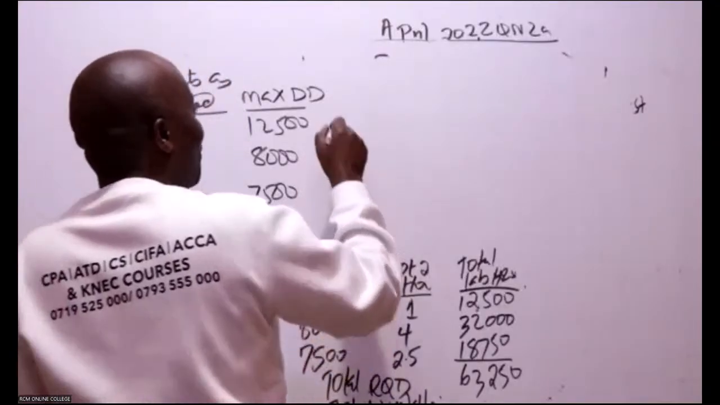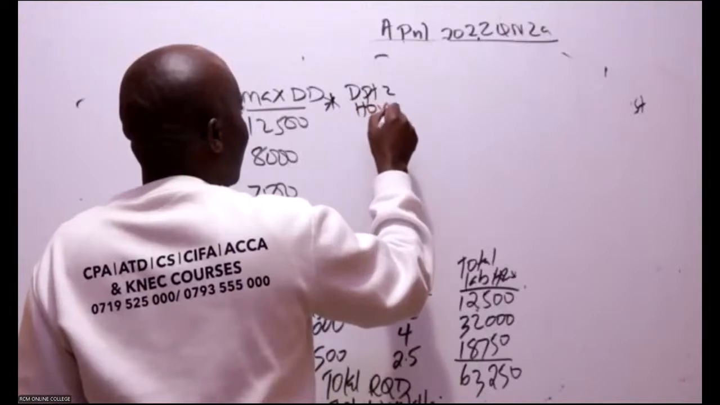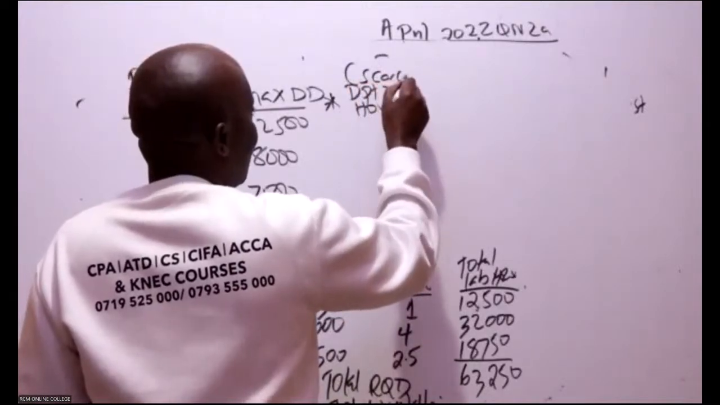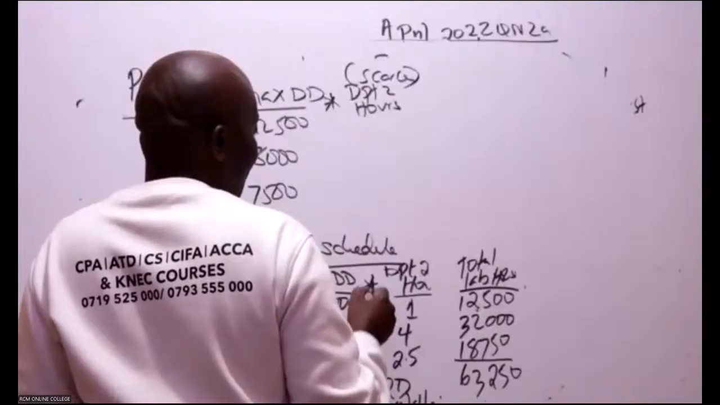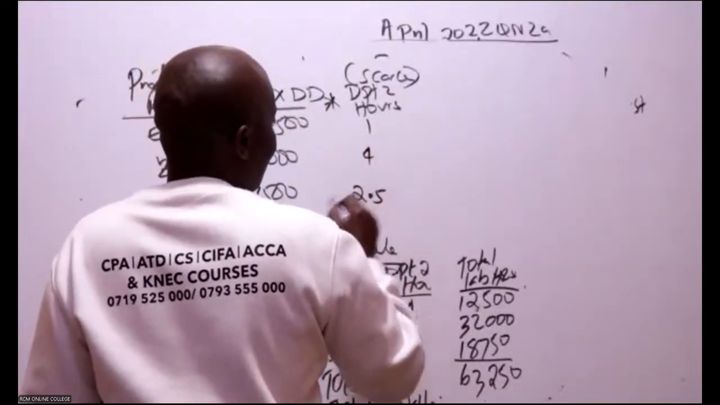I'm copying this one. Times Department 2 hours. Basically, we are monitoring the scarce resource. So these were 1, 4. Then we have 2.5. Right?